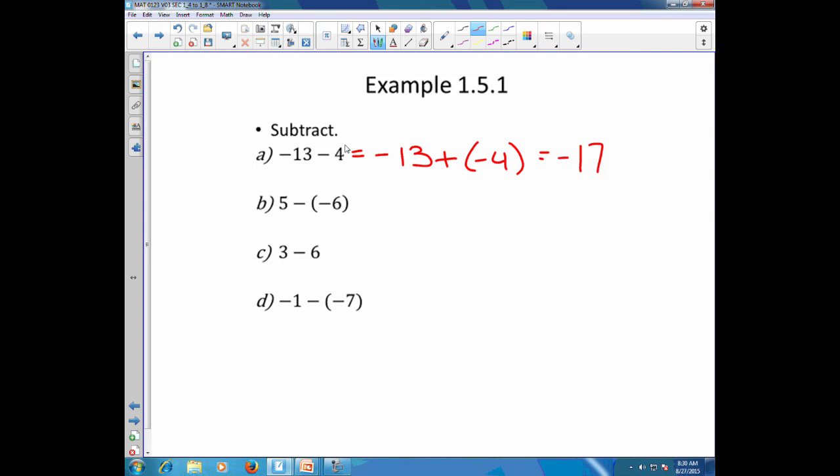On part B, we have 5 minus negative 6. Now we have the opposite of a number, 5 minus negative 6. Those two minus signs will essentially become a plus sign. And 5 plus 6 is just 11.